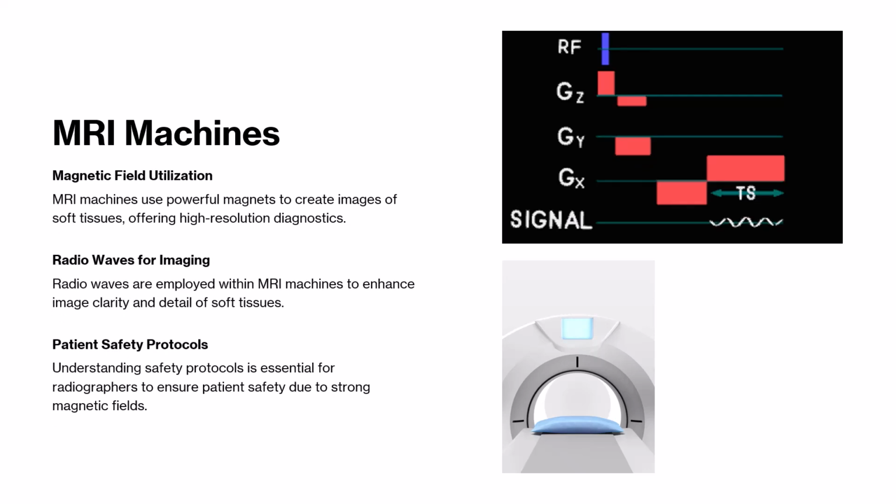MRI machines use powerful magnets and radio waves to produce detailed images of soft tissues. Here we see an MRI scanner, and we also see a pulse sequence. The pulse sequence is how we actually interface energy with tissue to create data for image collection. It is crucial for radiographers to know how to operate these machines safely and understand safety protocols due to the strong magnetic fields associated with MRI.